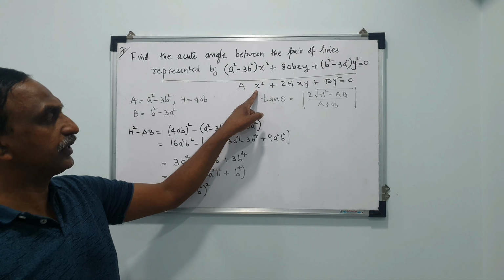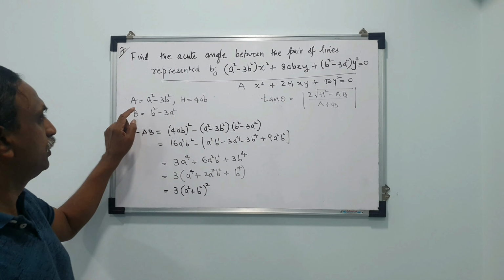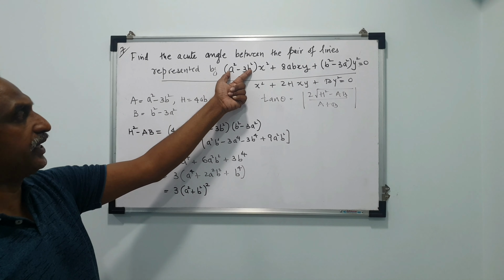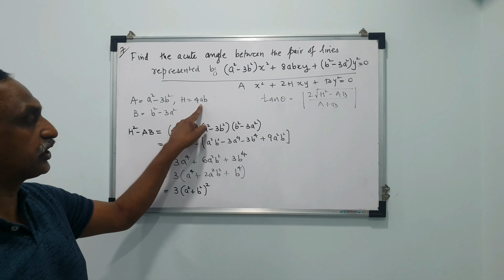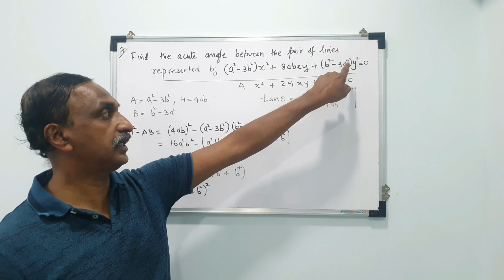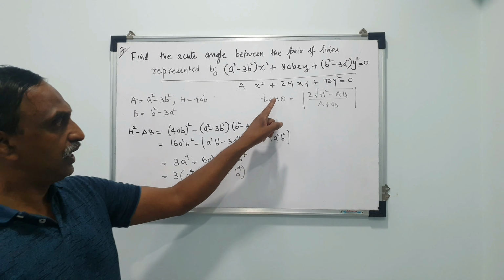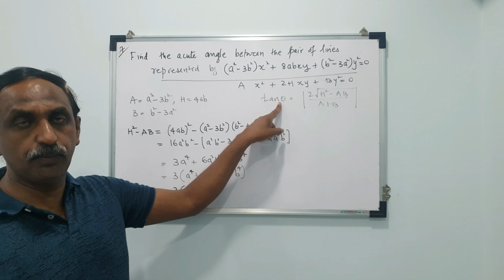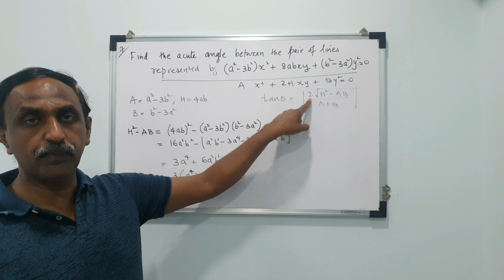So when you compare this with ax square plus 2hxy plus by square equal to 0, A is a square minus 3b square. 2h is 8ab, so h is 4ab. B is b square minus 3a square. So we calculated a, h and b. And to calculate the value of the angle between the pair of lines, we require 2 root h square minus ab upon a plus b.